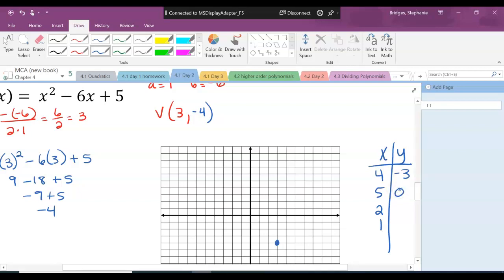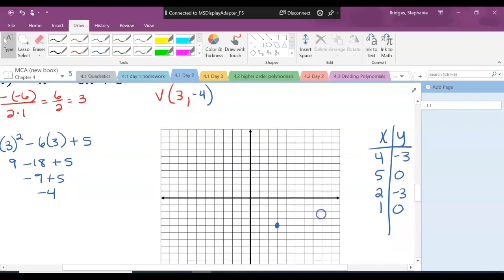So what should I get when I plug in 2? Negative 3. And if I plug in 1? 0. So 4, negative 3, 5, 0. Is my graph supposed to open up? Yes. Is everybody kind of okay with those?